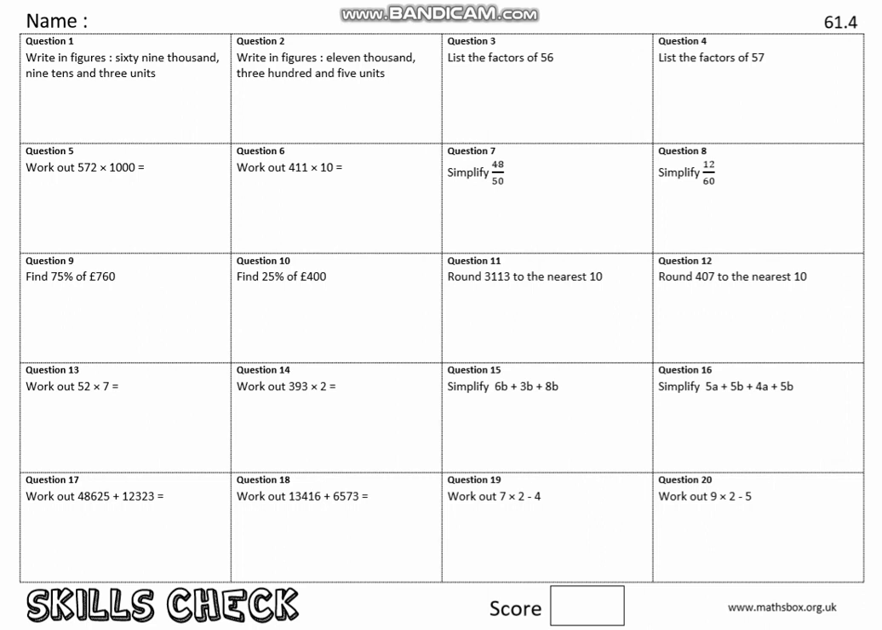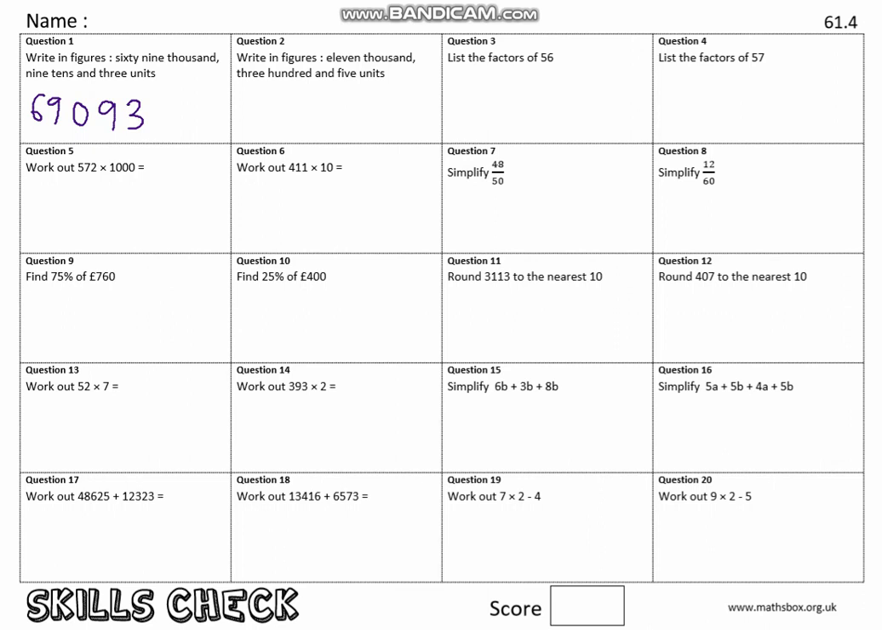So let's get started. Question 1 says, write in figures 69,000, 9 tens and 3 units. We'll start off with our 69 because that's what we've been given for thousands. Now after thousands come hundreds, but we don't have any of those, but we're still going to have to write our 0 in. Now after hundreds comes tens, and we've got 9 of those, so we can pop that one in. And then finally we've got units, which we've got 3 of, so we can write that in. So our final answer to that one would be 69,093.